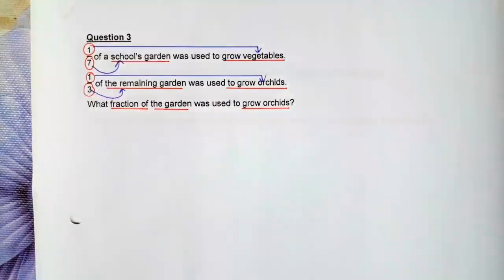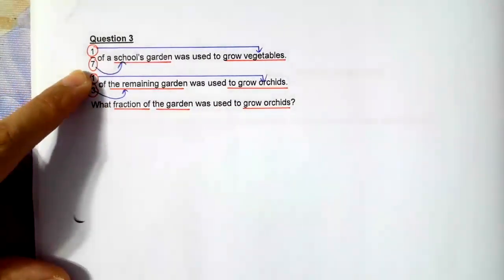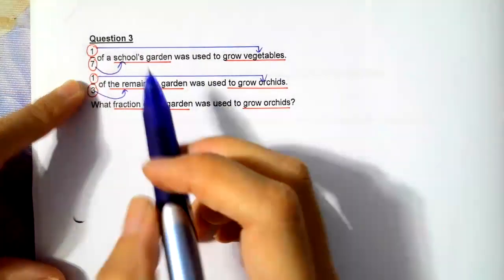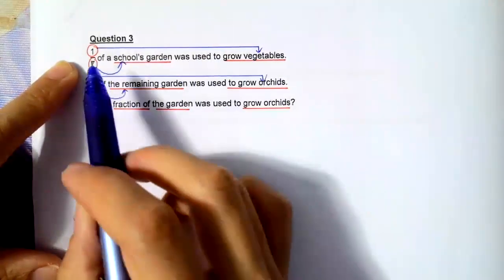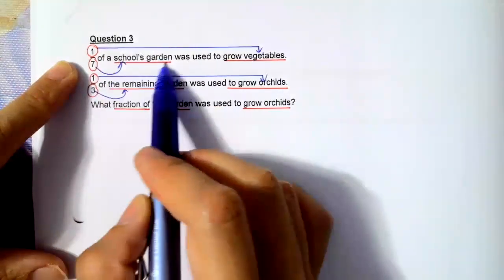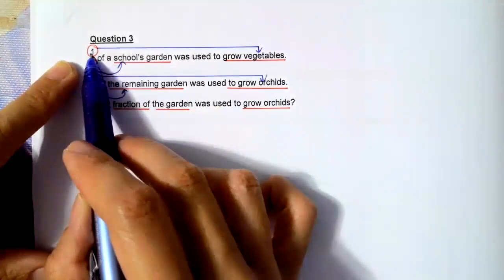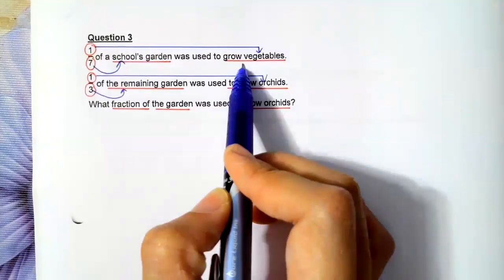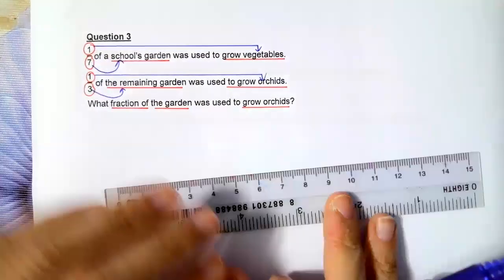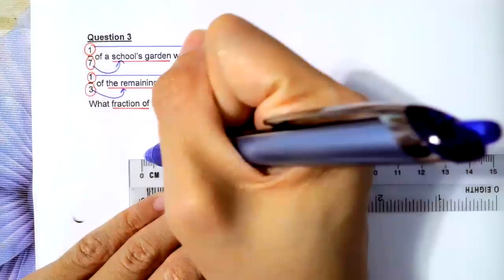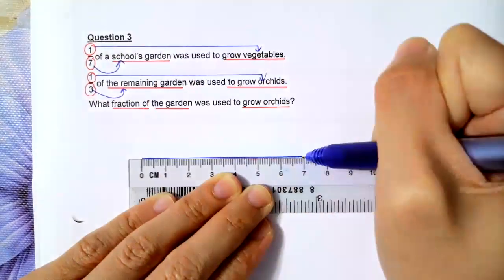All right, the next question for this one, also still on unit concept. So 1 out of 7 of a school garden was used to grow vegetables. So the 7 refers to my total school garden, my entire school garden. The 1 unit refers to the one that I used to grow vegetables. So I'm going to cut my entire model. I'm going to draw 7 equal units to represent my entire garden.